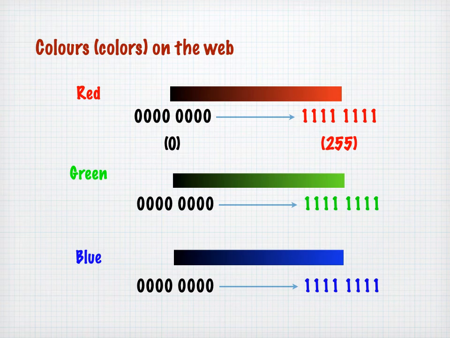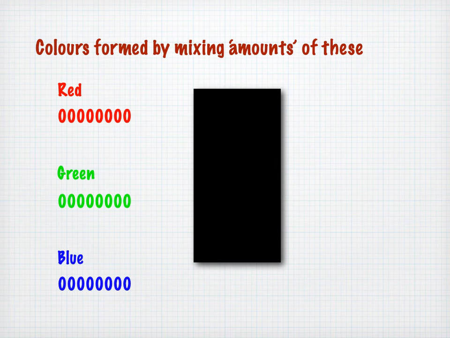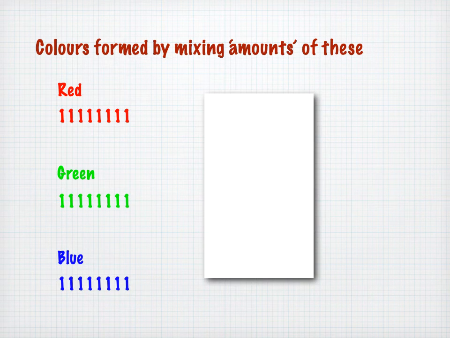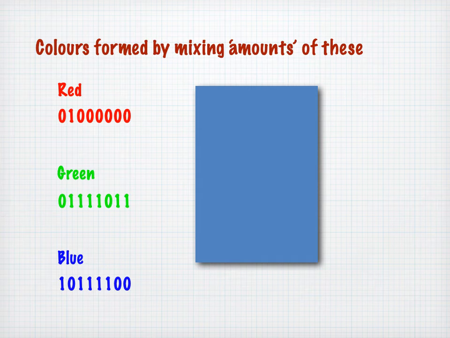Now, if we have no red, no green, and no blue, we get black. If we had all the red, all the green, and all the blue, and the maximum number there is going to be 1, 1, 1, 1, 1 all the way across, we get white. And other colours are formed by using different amounts of those numbers. So for example, here's a kind of blue colour, and you can see that's created by using this amount of red, this amount of green, and this amount of blue.